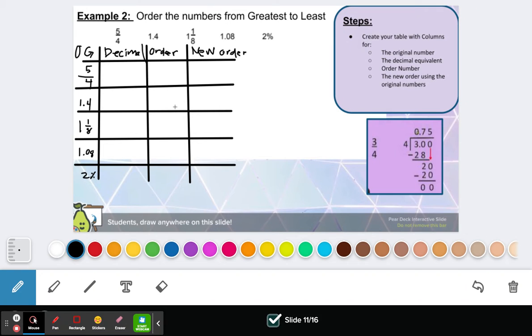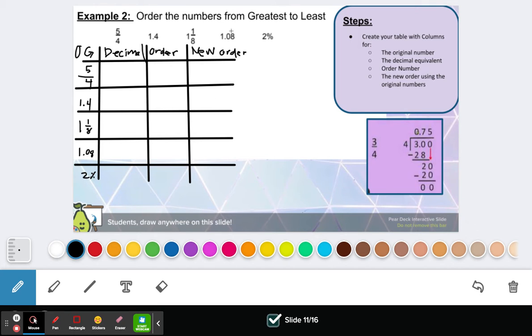Alright, so I'm going to show you guys how to order numbers from greatest to least when you have mixed numbers such as these. So remember, you guys need to make this chart with the original number. All these are the decimal equivalents that we're going to figure out. The new order, so when you write their places, and then the new order using the original number. So pause the video and copy down this chart.